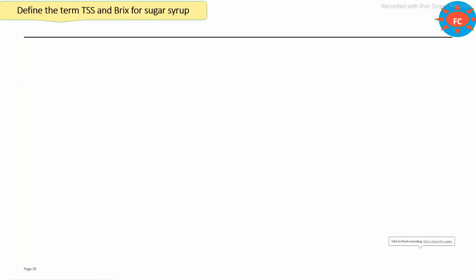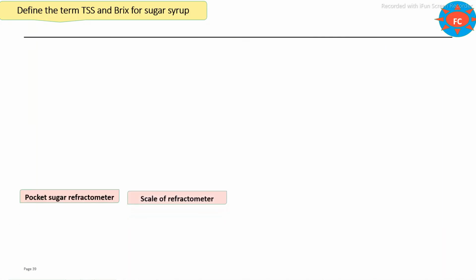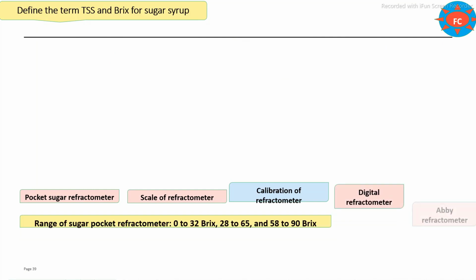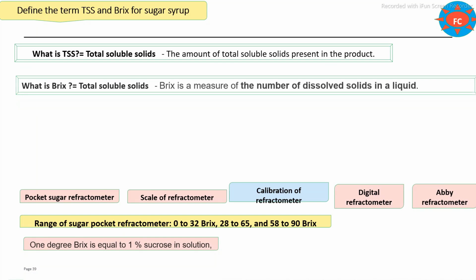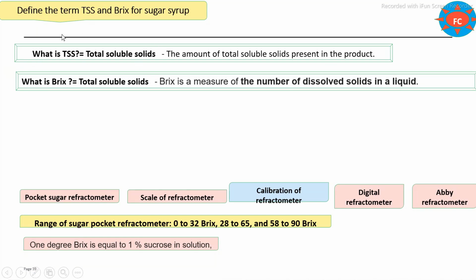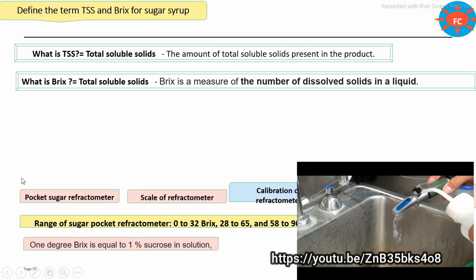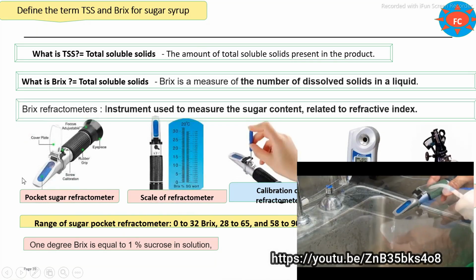The basic terms: the first one is TSS and the second one is Brix in the sugar syrup. First, what is meant by TSS? TSS means total soluble solids, the amount of total soluble solids contained in the product. In this, all soluble constituents are measured in terms of total soluble solids. The instrument which is used to measure it is called a refractometer.